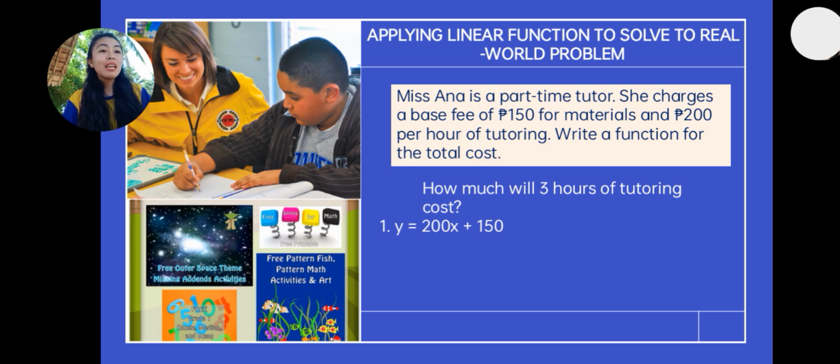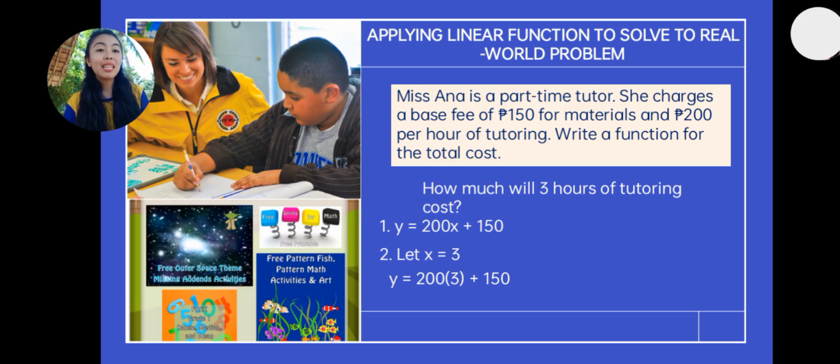Great thinking! Hour is the unit, so we therefore plug in x is equal to 3 because x is the variable that best represents the 3 hours. So we have to let x is equal to 3. Now, our third step is to plug in 3 in terms of x. So we now have y is equal to 200 times the quantity 3 plus 150.